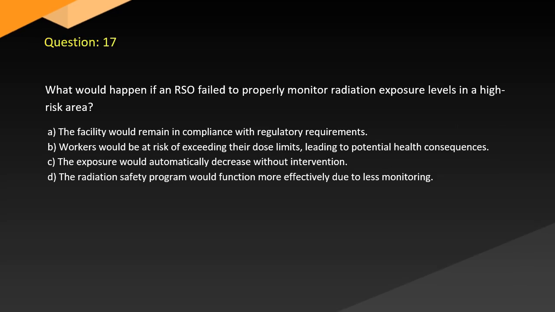Question 17. What would happen if an RSO failed to properly monitor radiation exposure levels in a high-risk area? A. The facility would remain in compliance with regulatory requirements. B. Workers would be at risk of exceeding their dose limits, leading to potential health consequences. C. The exposure would automatically decrease without intervention. D. The radiation safety program would function more effectively due to less monitoring.